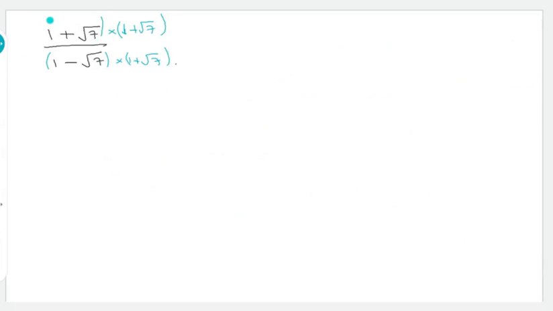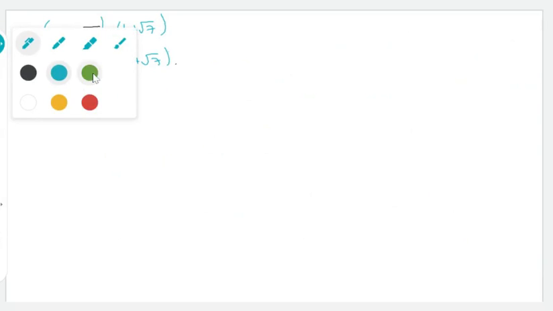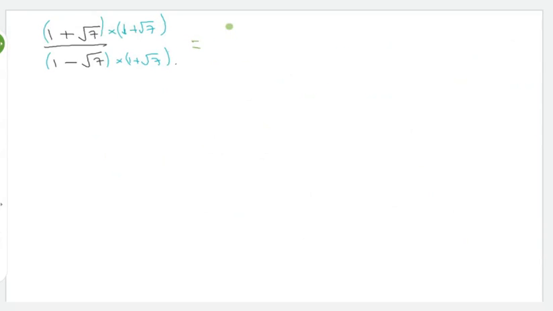And for the top, I got 8 add 2 root 7. That sounds good, yeah, because 1 times 1 is 1. 1 times root 7 is root 7. Root 7 times 1 is again root 7. Root 7 times root 7 is 7. And for the bottom, I got 6. Yep. 6, did you say? Minus 6, sorry. Minus 6, yes.